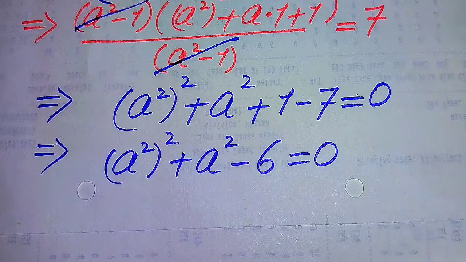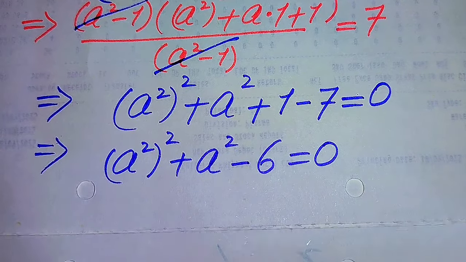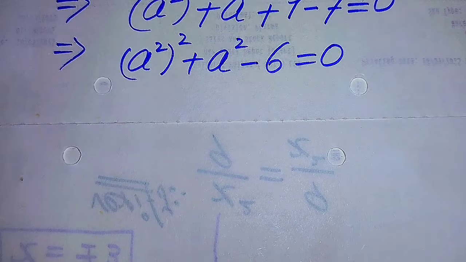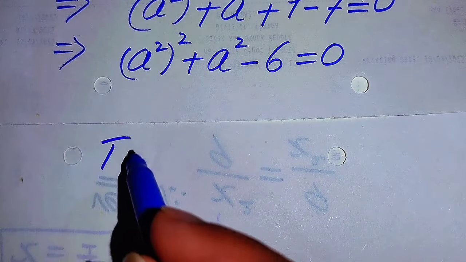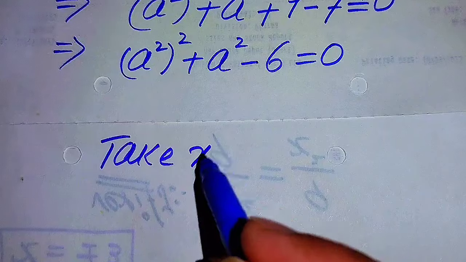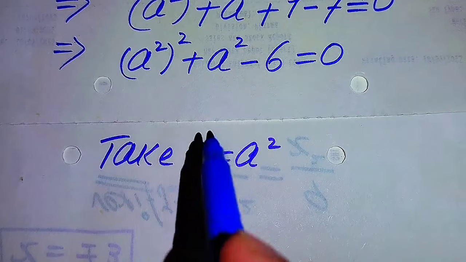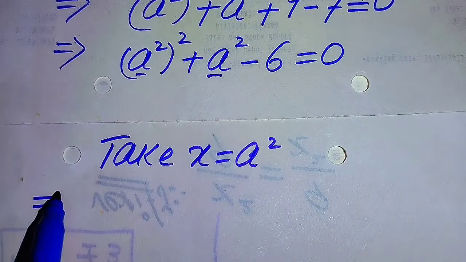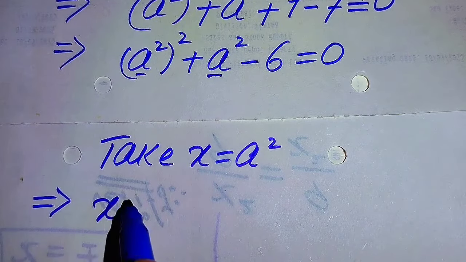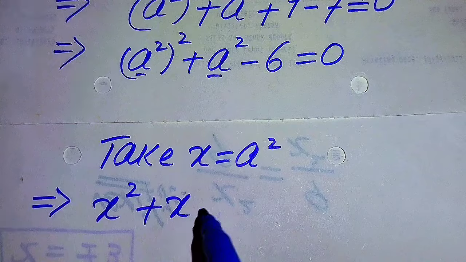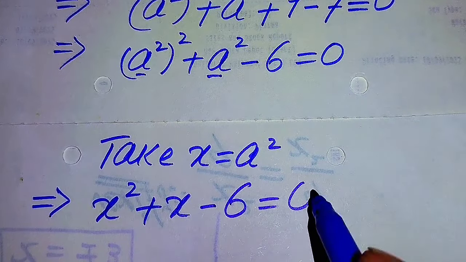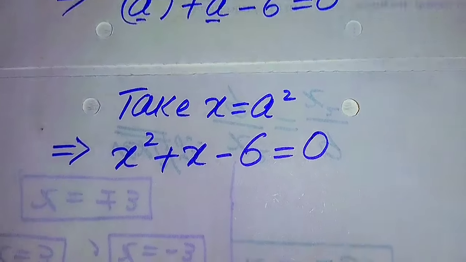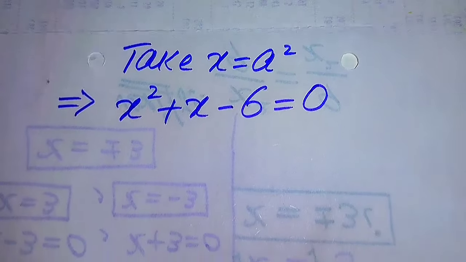And now here further in the next step you see that this is the quadratic equation in a square variable. So here first we write this into the simplified form, and for this we will take x equals a square. It means that we substitute a square as x, and after substitution the above equation is written as x square plus x minus 6, and this whole equation is equal to 0.